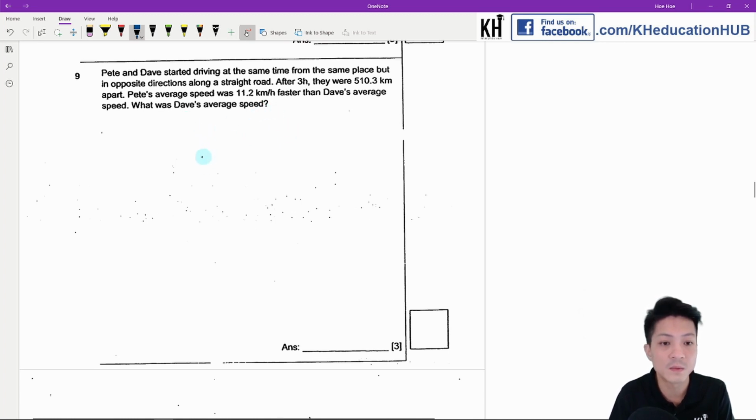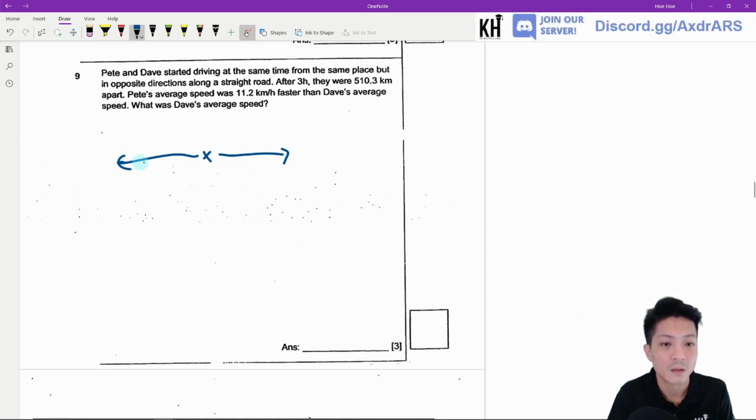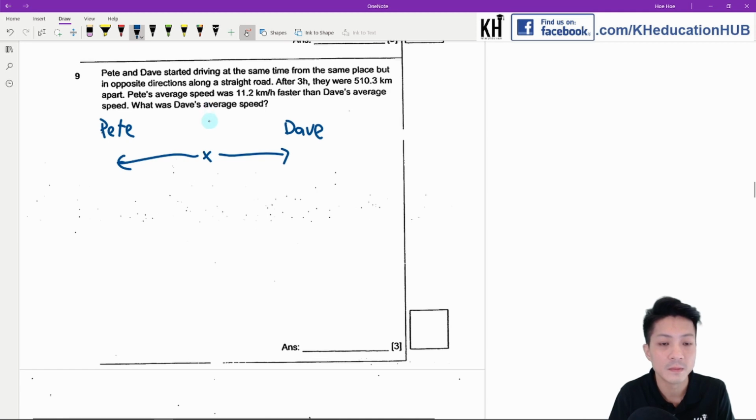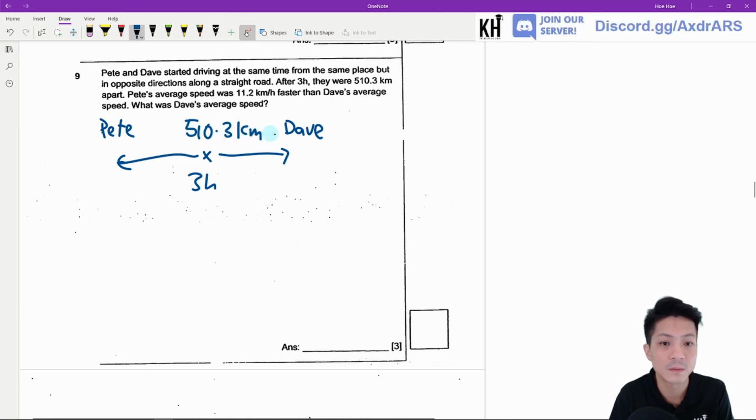So in this case, they start at the same point. Okay, they're gonna move away from each other, Pete and Dave. So after 3 hours, they are 510.3 km apart. Given the distance between them and the total time taken, we can find what is their total speed.